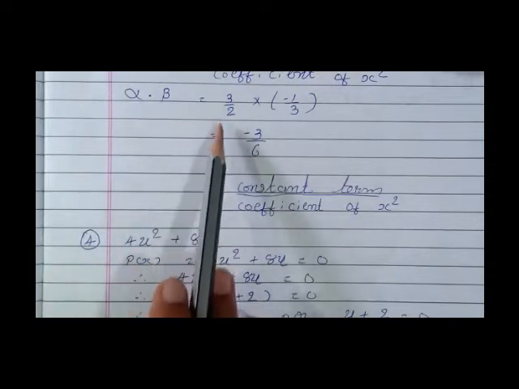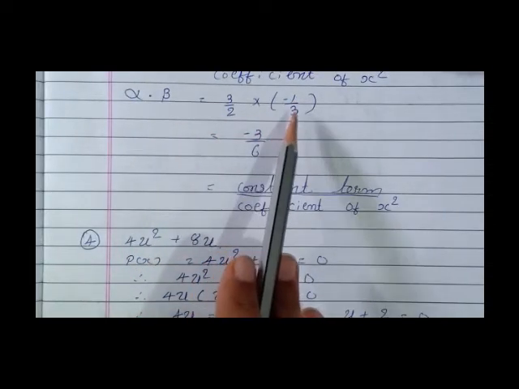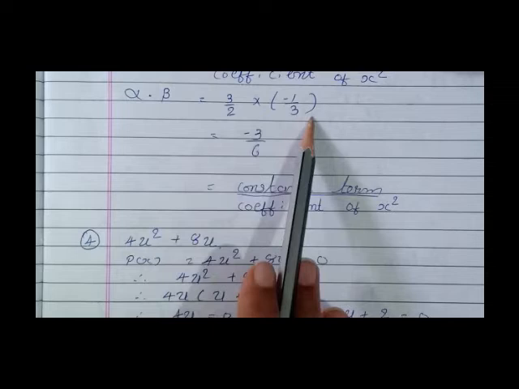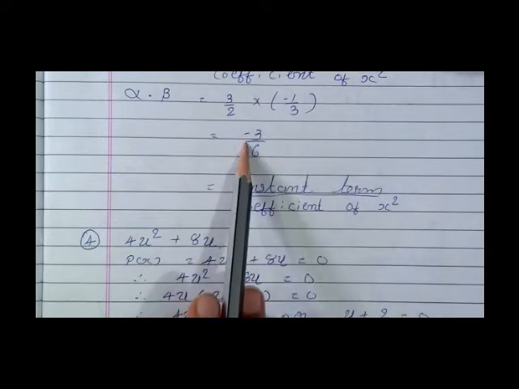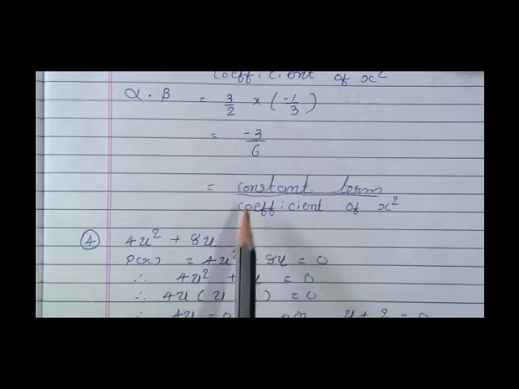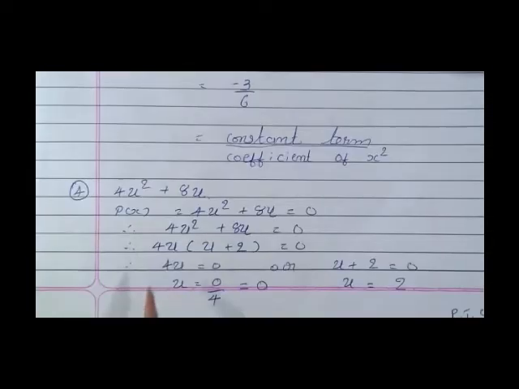Now alpha into beta: 3 by 2 multiplied by minus 1 by 3. 3 1s are 3, 3 2s are 6. Plus minus minus, so what is 3? The constant term, and 6 is the coefficient of x square.